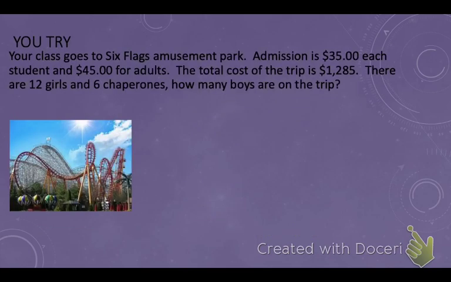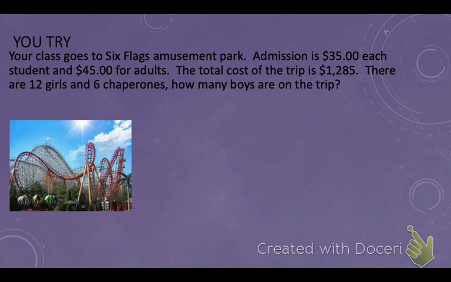Okay, here's a you try. Your class goes to Six Flags Amusement Park. Admission is $35 each student and $45 for adults. The total cost of the trip is $1,285. There are 12 girls and 6 chaperones. How many boys are on the trip? So you're going to have to set up an equation and solve it. So you should see a text box on the right. So again, pause the video, write this down, write the equation, and solve it.